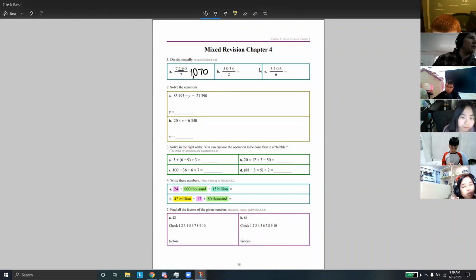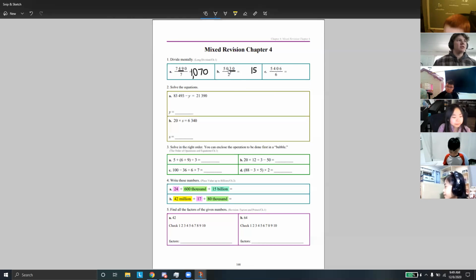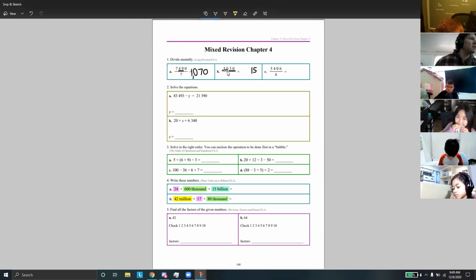2 goes into 0, 0 times. 2 goes into 30. Oh, okay, so how many times does 2 go into 30 instead? 2 goes into 30 15 times. There we go. And then 2 goes into the 0, 0 times, and 2 goes into 50 though. 2 goes into 50, how many times? 25. Great, and so 2,515.